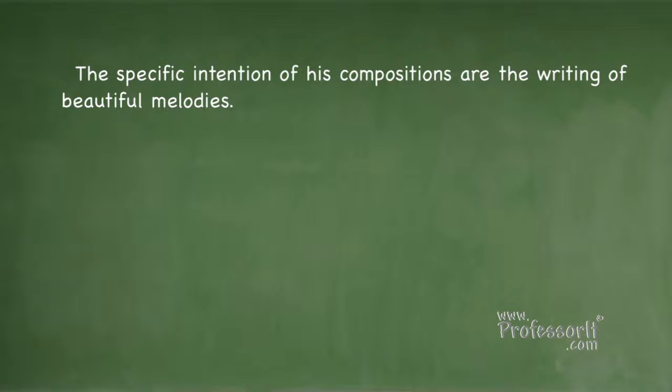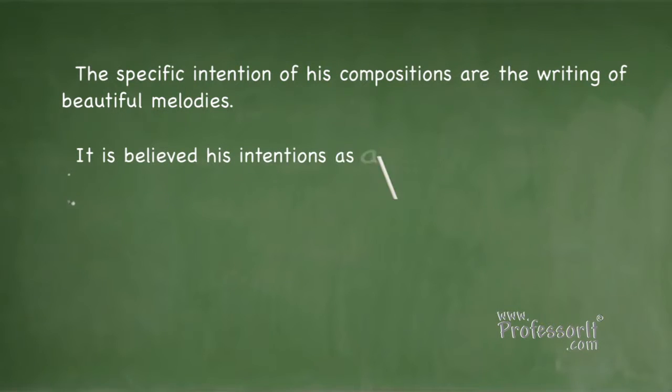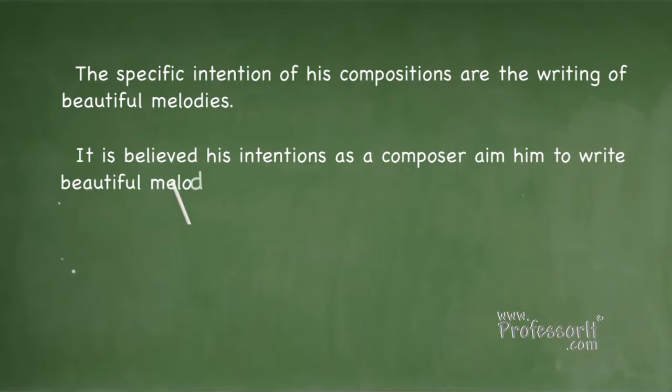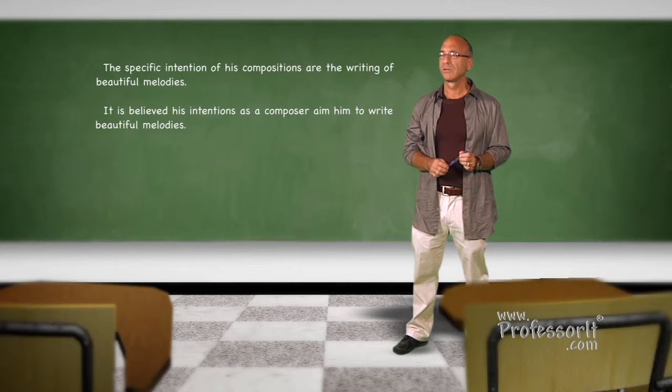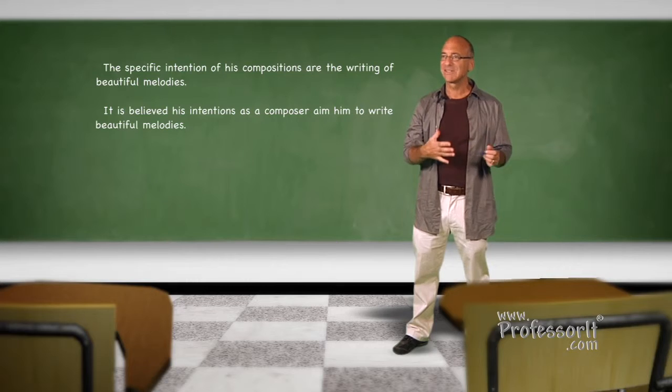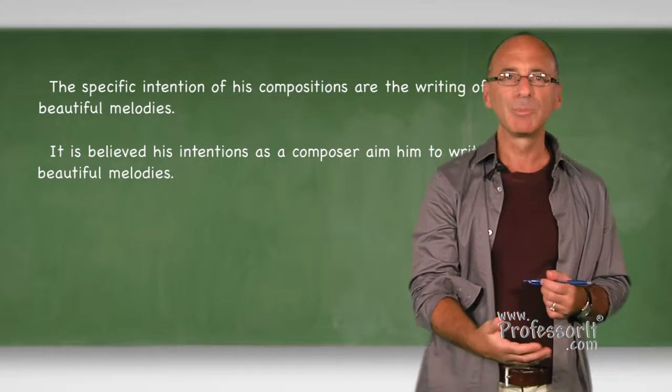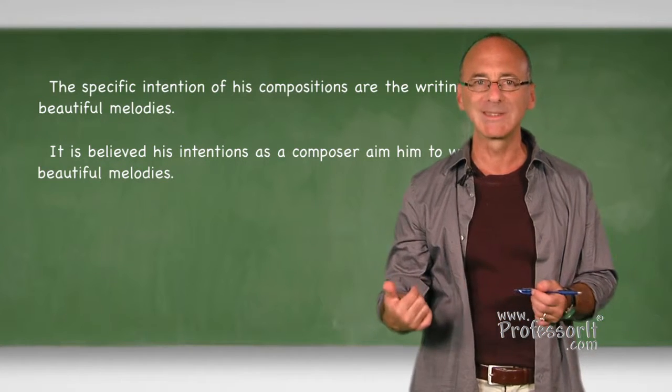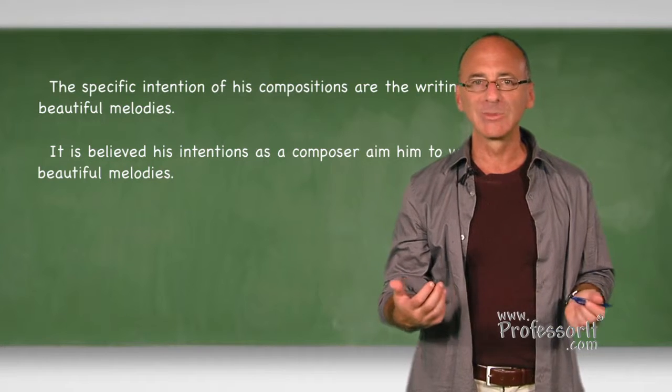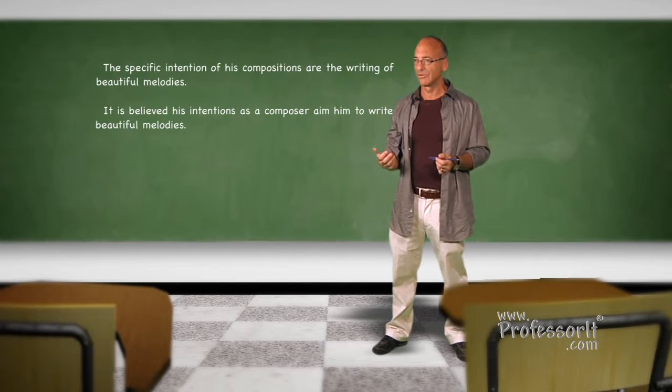Here's C. It's believed his intentions as a composer aim him to write beautiful melodies. This one adds a prologue. Do you think it helps? Also, these intentions are now acting on him, turning the composer into a passive subject, which weakens him. Do you think Bono or Jay-Z are the victims of their intentions, or do they write their own music?